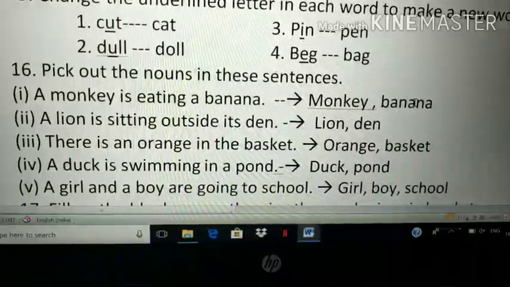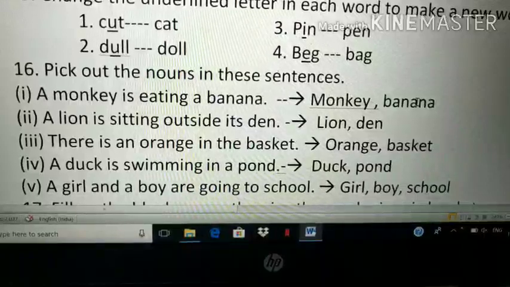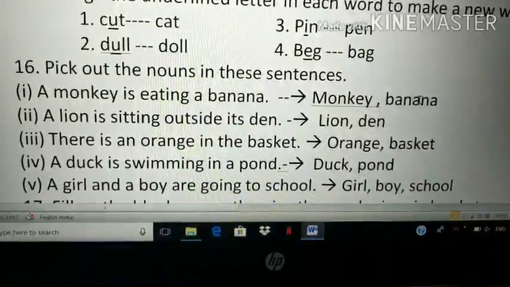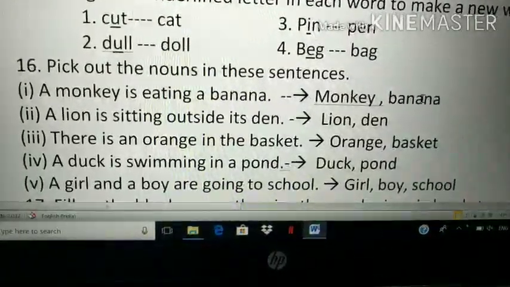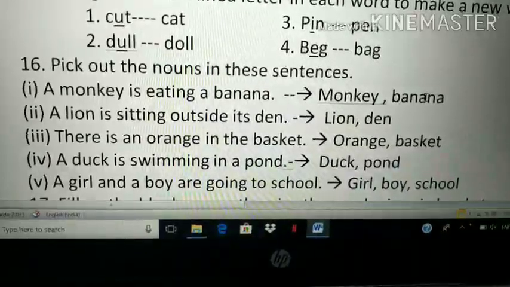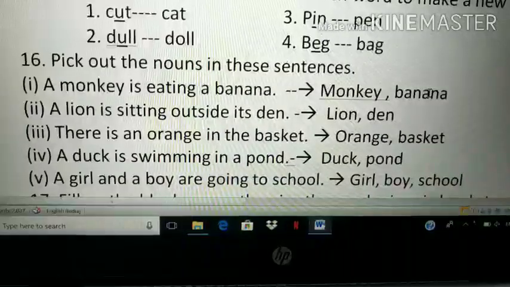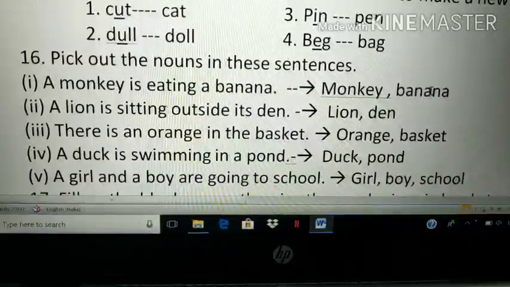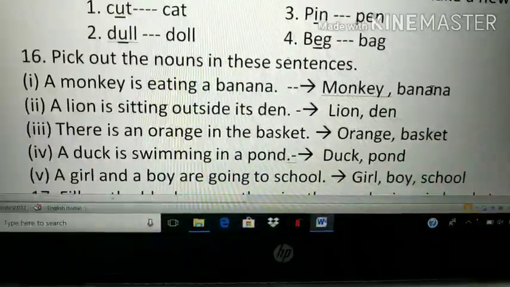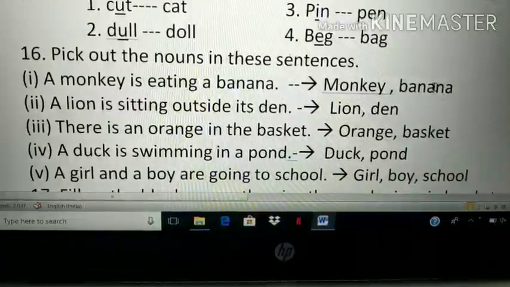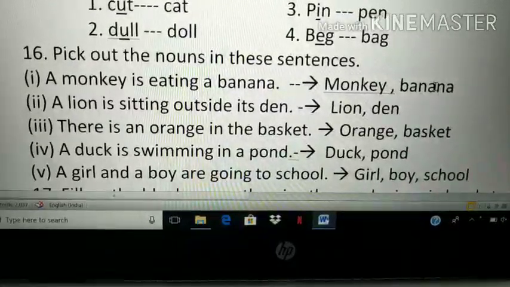Roman number 3. There is an orange in the basket. Orange, basket. A duck is swimming in a pond. Ducks, ponds. A girl and a boy are going to school. Girls, boys, schools.